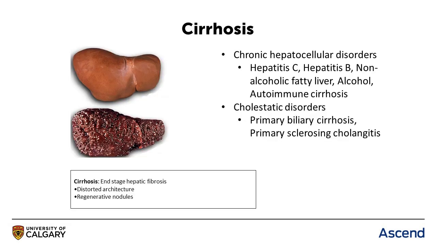And I don't probably need to go into this much, but obviously cirrhosis is progressive scarring of the liver, and it can result from hepatocellular disorders or cholestatic disorders.